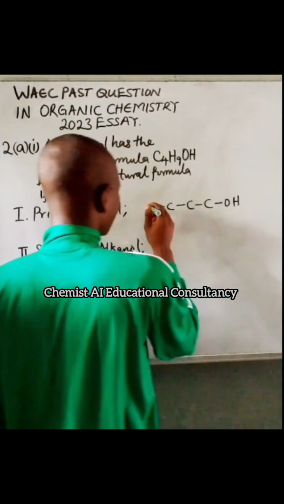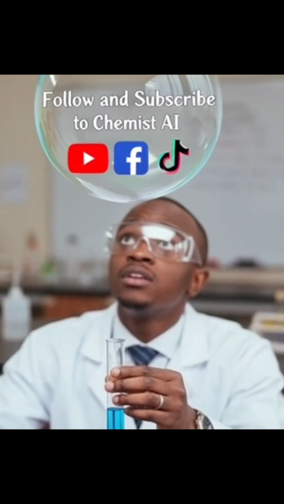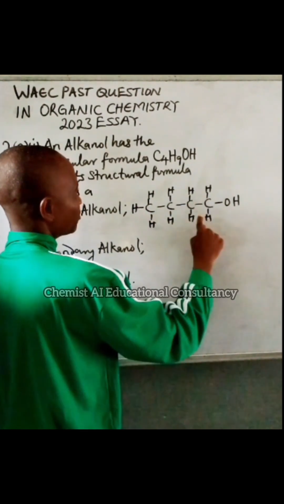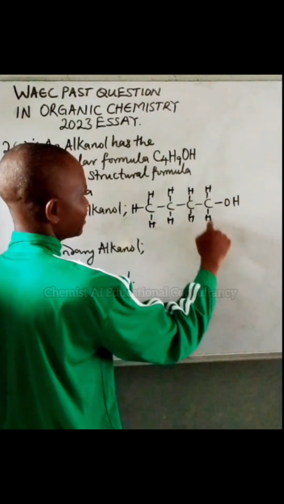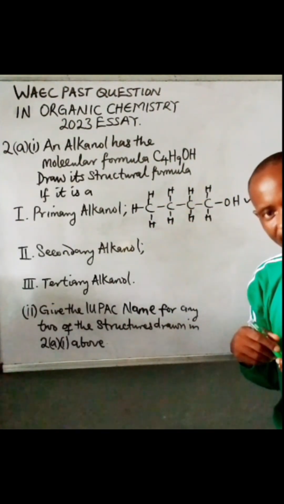So we fill every other thing with hydrogen. If you count the hydrogen atoms, you get 9. 3, 5, 7, 9. With this hydrogen at the OH group. So this structure is primary alkanol.